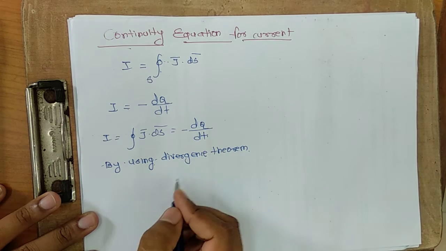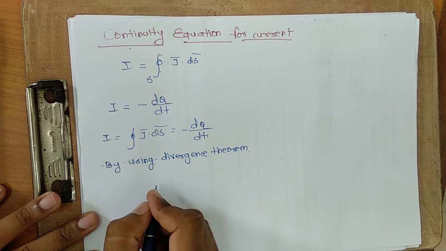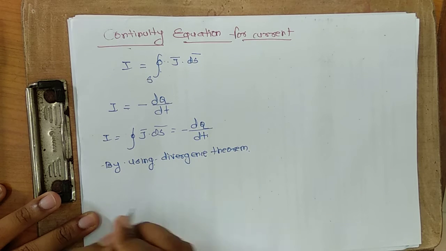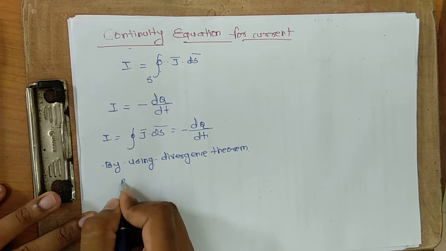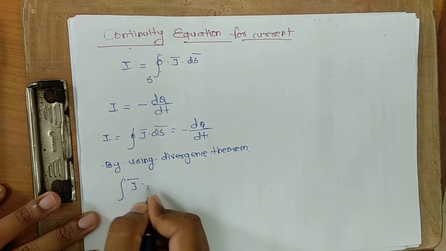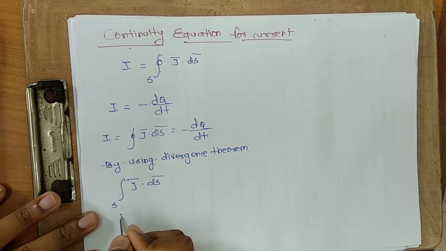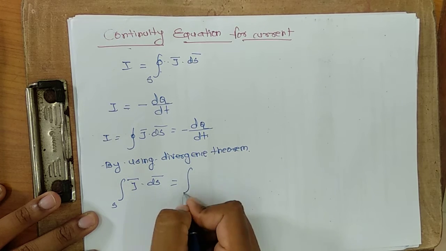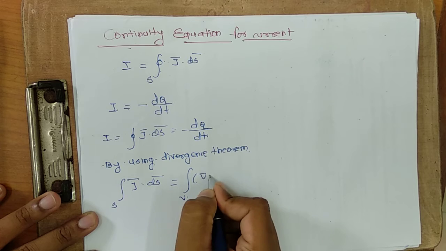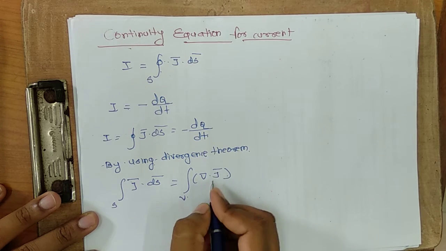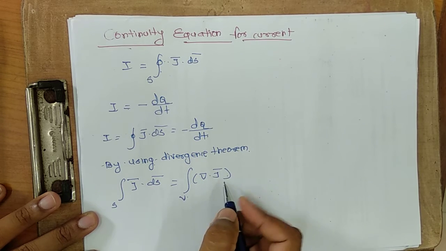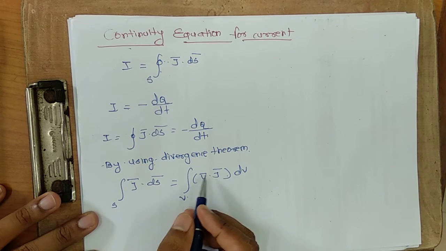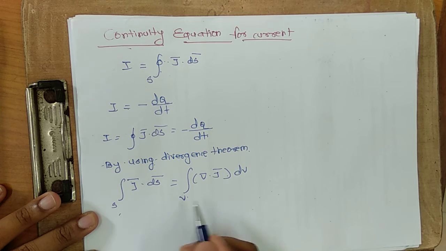We have already covered the divergence theorem when we completed Gauss law. What is the divergence theorem? Suppose there is a j bar dot ds bar over a closed surface enclosing a volume. If you want to convert that into a volume integral, then it will be the volume integral of del dot j bar. So the divergence theorem converts the surface integral into the volume integral.